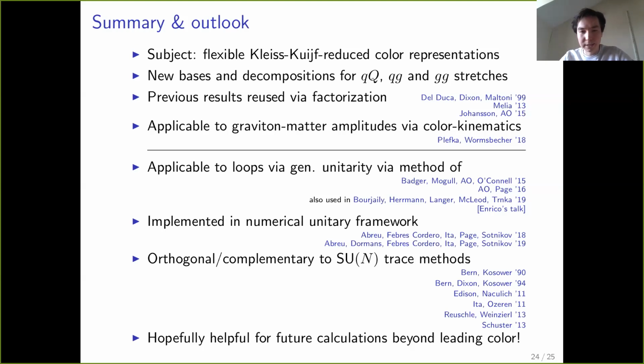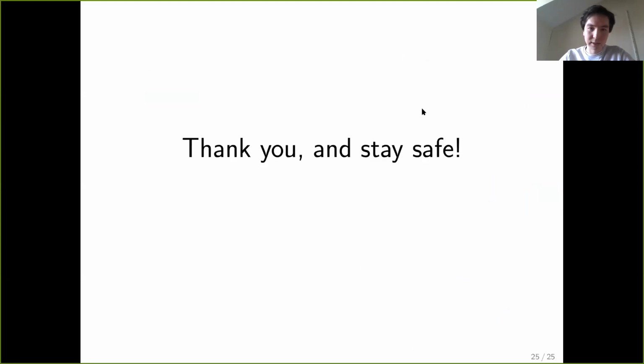So I'm happy that it's already been in use, and the story is absolutely orthogonal and hopefully complementary to the more standard SU(N) trace methods. I hope that it will simplify future calculations beyond leading color at group level. So thanks a lot and stay safe.